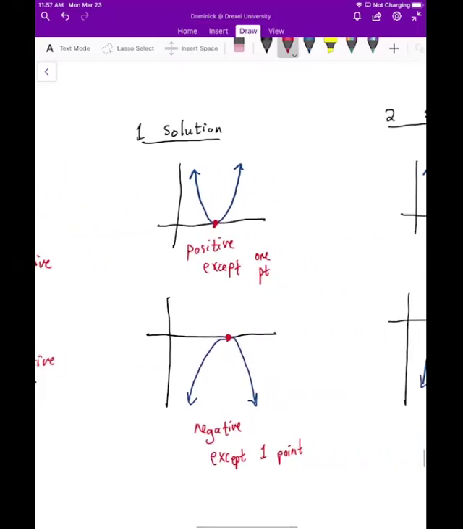If you get one solution, then your parabola is only going to intersect the x-axis at a single point, and it's either going to look like the top one, which is again the a greater than 0 case, or the bottom one, which is the a less than 0 case. There it's going to be almost entirely positive or almost entirely negative, except for the single point where it's 0 when it crosses the x-axis.